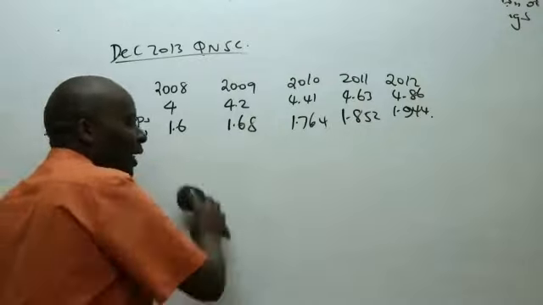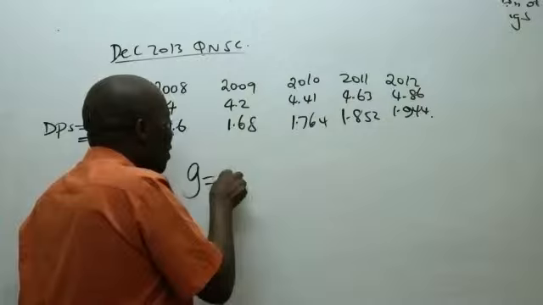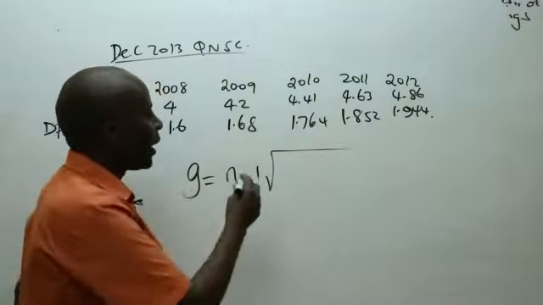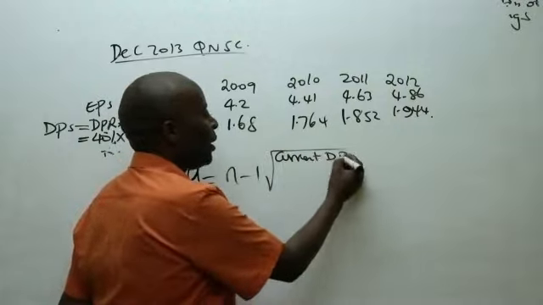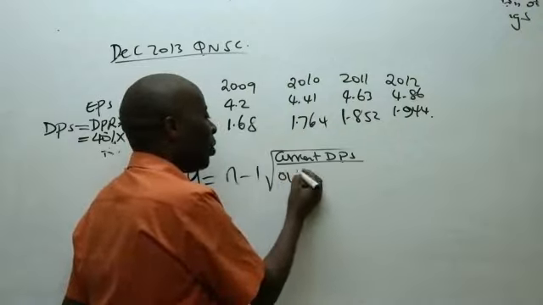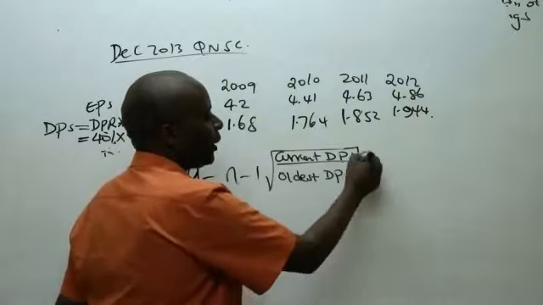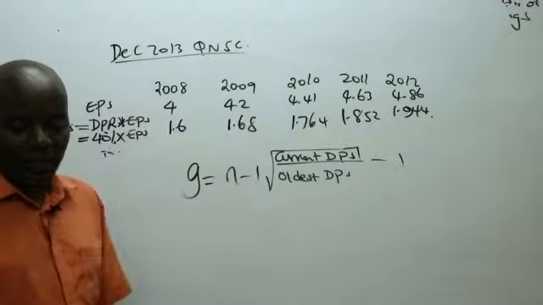Whenever you've got a number of dividends like that, to get growth rate, we normally talk of the n-1 root of the current dividend per share, current DPS, all over the oldest DPS, and then whatever I will get, I will come and subtract 1 there.